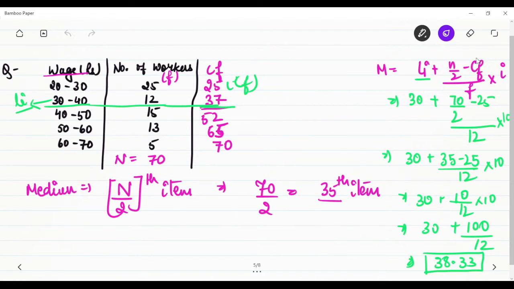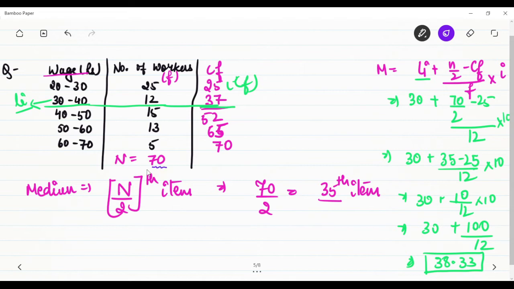First we need to calculate the CF. As I have told you earlier, CF is the sum of all the preceding frequencies. So 25 plus 12 is 37, 37 plus 15 is 52, 52 plus 13 is 65, 65 plus 5 is 70. So here n is 70.